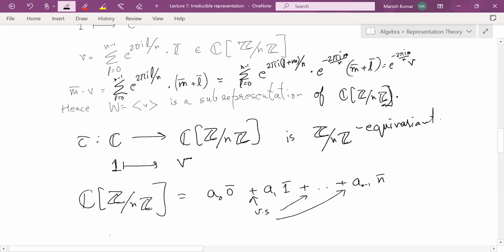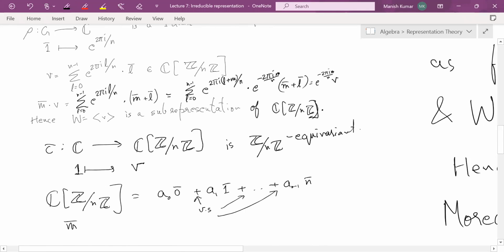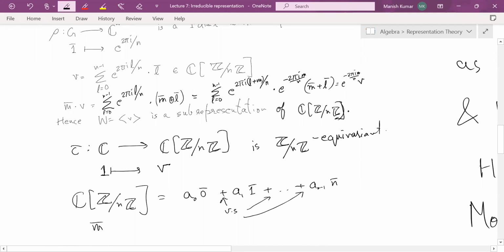So maybe just to complete the picture, I should put a plus here for the group operation in Z mod NZ. So M bar dot, maybe this is the action. Even for the action, maybe it's a good idea to distinguish it.